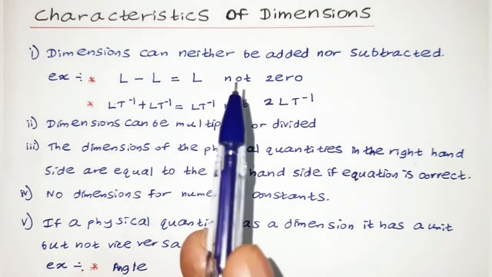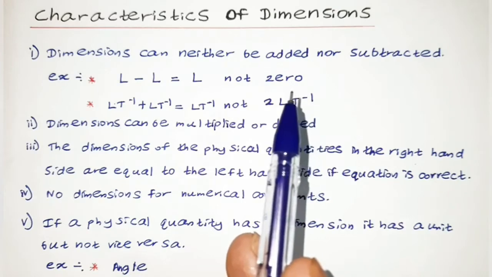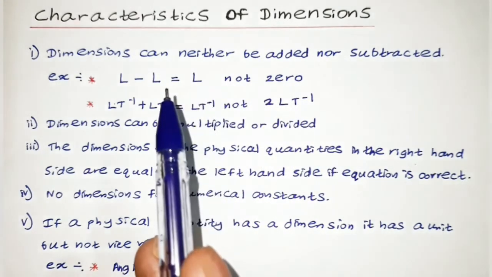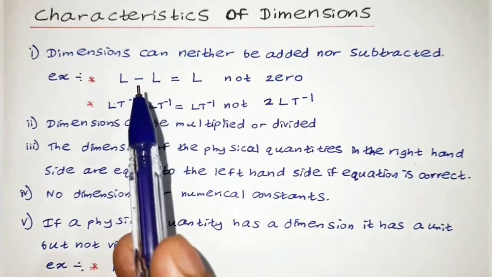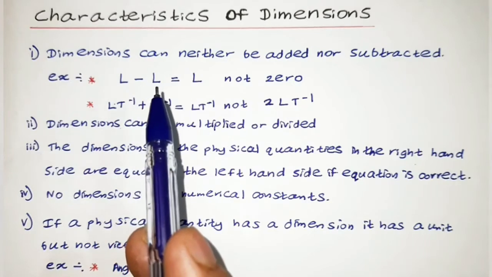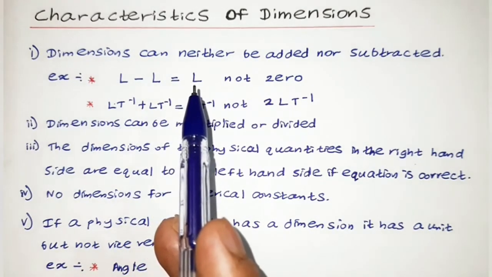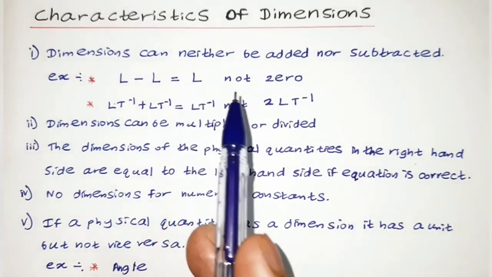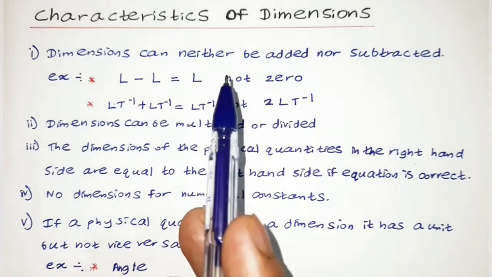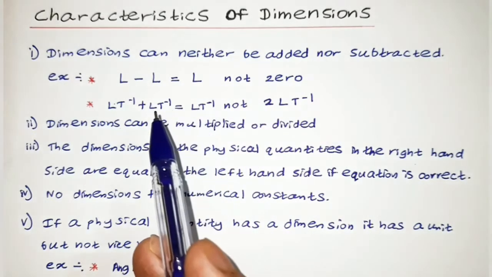Dimensions can neither be added nor subtracted. This means the same dimension is obtained when it is added or subtracted. From the examples here, we can see that when the length dimension capital L is subtracted from the length dimension capital L, we will obtain the length dimension capital L, not 0. This is because dimensions can neither be added nor subtracted. It is also seen in the example here too.